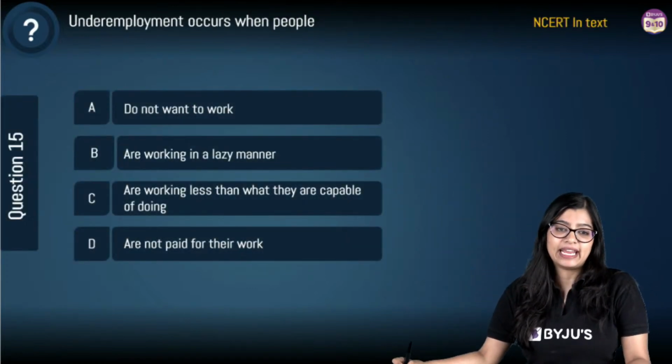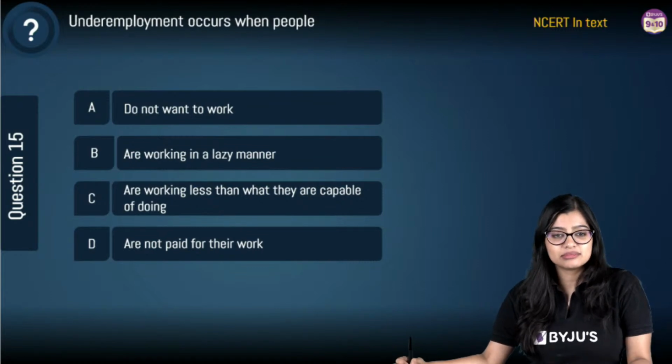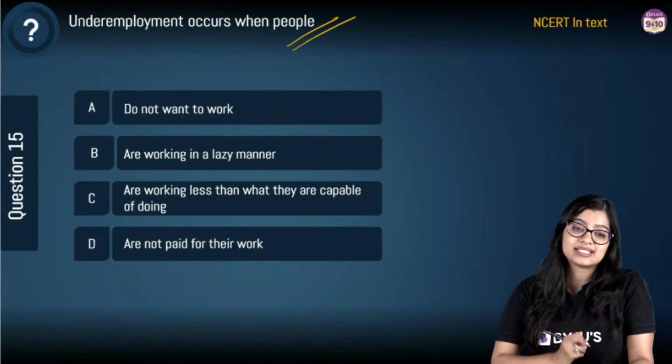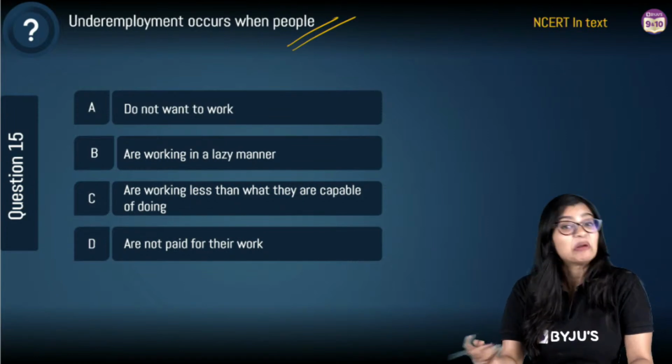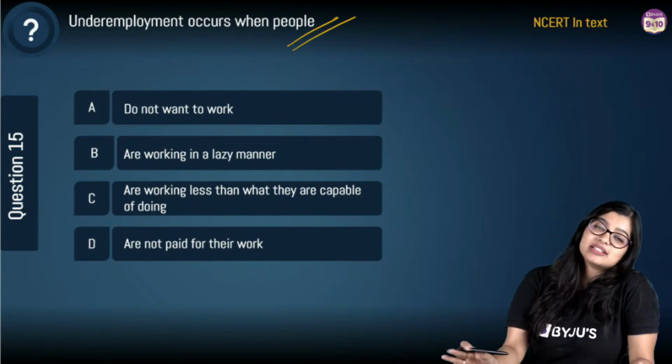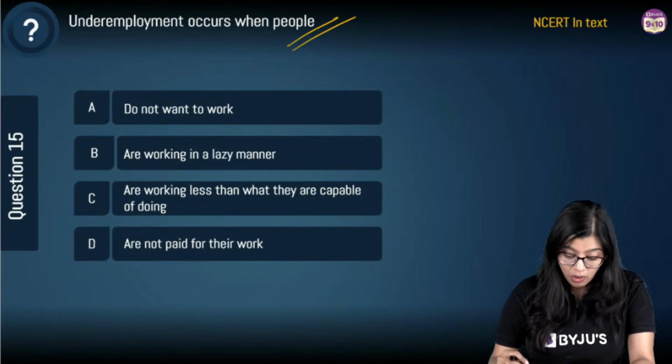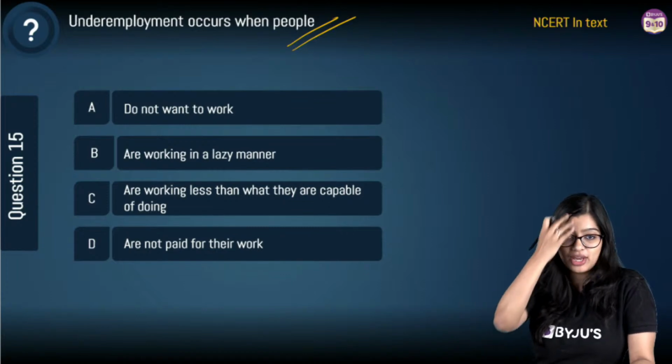Question number 15. Hurry, self-study. I'll tell you, we'll finish this. Underemployment occurs when people don't want to work. Is it because everybody is lazy? Is it because they are working less than what they are capable of? Or is it because they are not paid for their work?